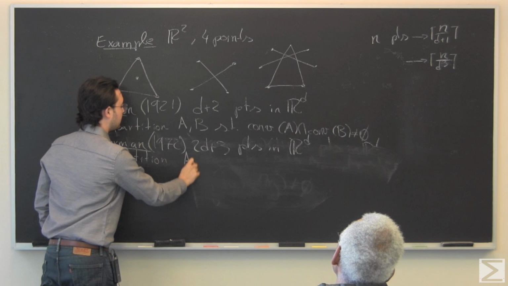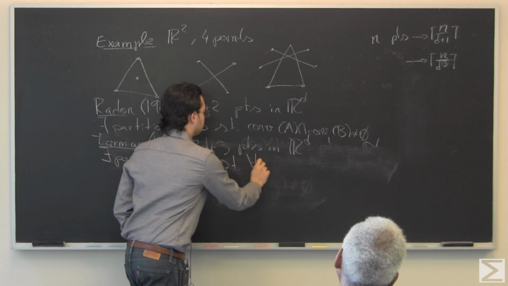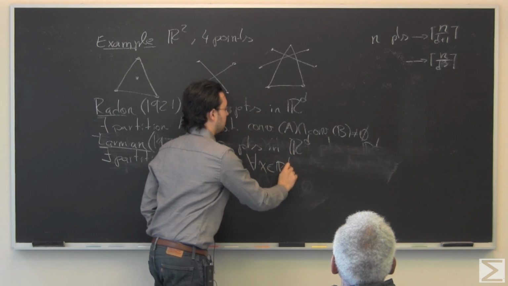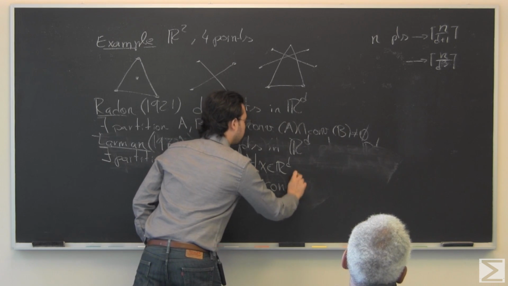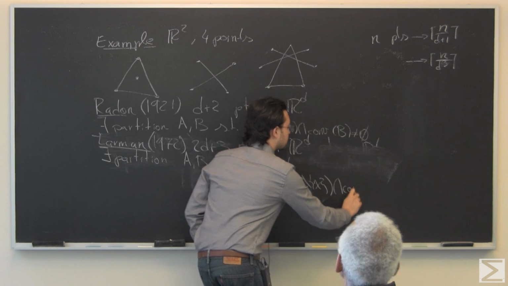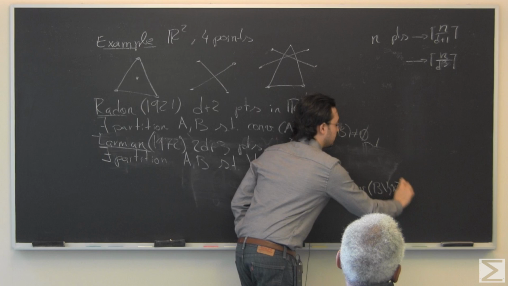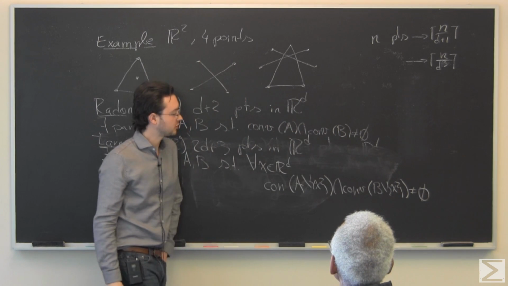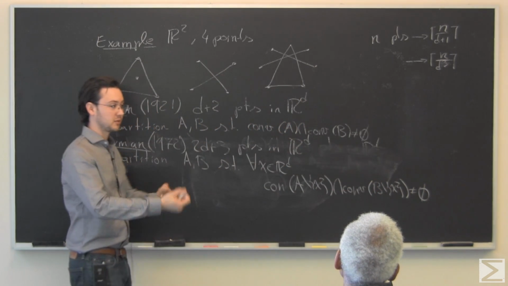into 2 sets, A and B, such that for any x in the set, or even in R^d, it doesn't really change anything, the convex hull of A minus x and the convex hull of B minus x still intersect. The points of intersection may change as you change your x here, but they always have at least one point of intersection, right?